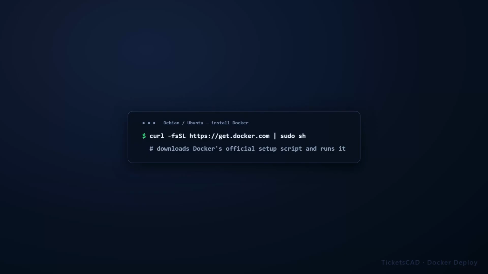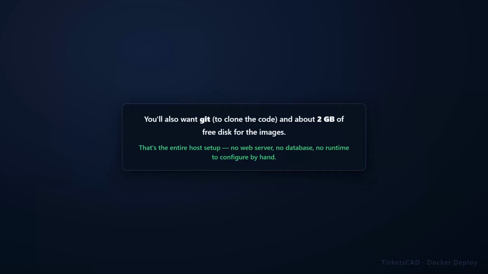Then two small housekeeping steps, and you are ready. Add your own user to the docker group so you can run Docker commands without prefixing every one of them with sudo, and then log out and back in, so that change takes effect. You will also want git installed to fetch the code, and roughly 2 GB of free disk for the images. That is the entire host preparation. Notice what is missing: no web server, no database, and no language runtime to configure by hand.